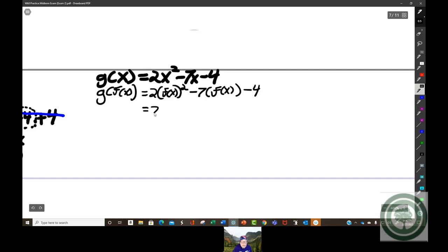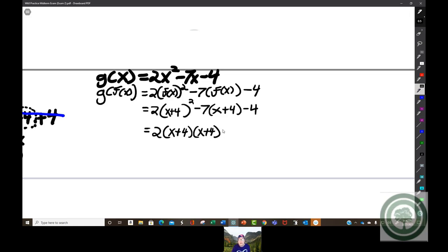So this is going to be 2 times (x plus 4) squared minus 7 times (x plus 4) minus 4. So that will equal 2 times (x plus 4) times (x plus 4). After this, let's take a break, 5 or 10 minutes, come back to this, but let's finish this problem, if you can. Minus 7x minus 28 minus 4.